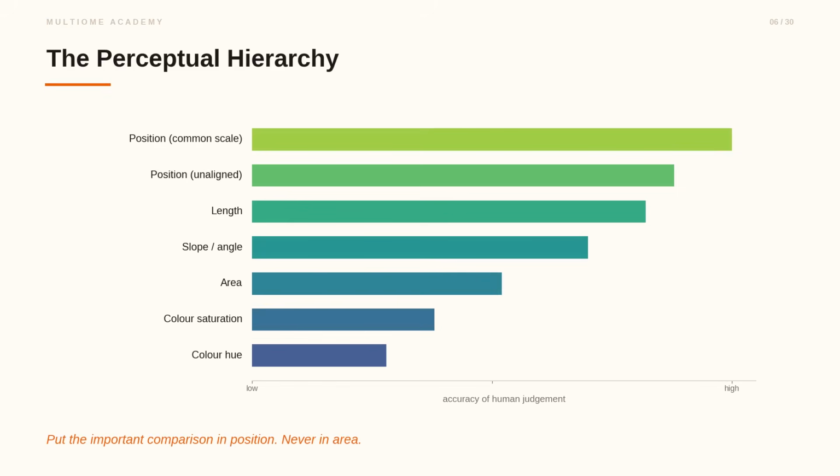Cleveland and McGill measured how accurately people read visual channels. Position on a common scale is the most accurate, then length, then angle, then area, then color. Put your most important comparison in position and never ask a reader to compare areas.